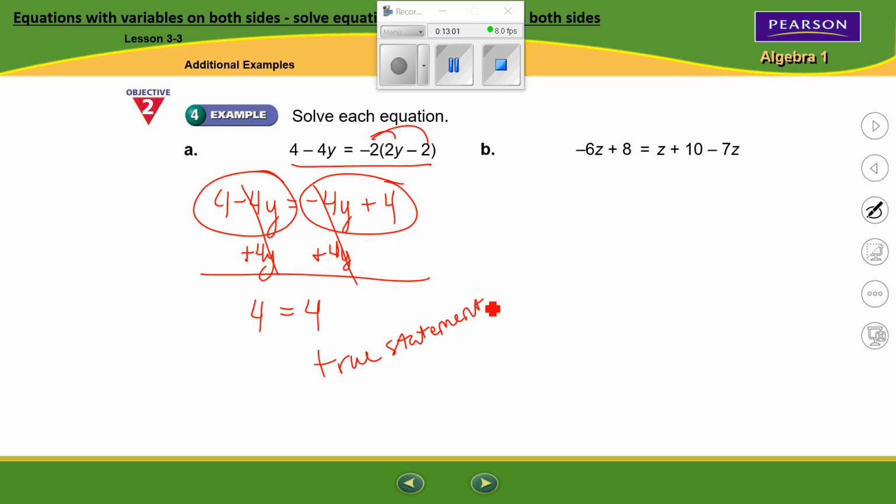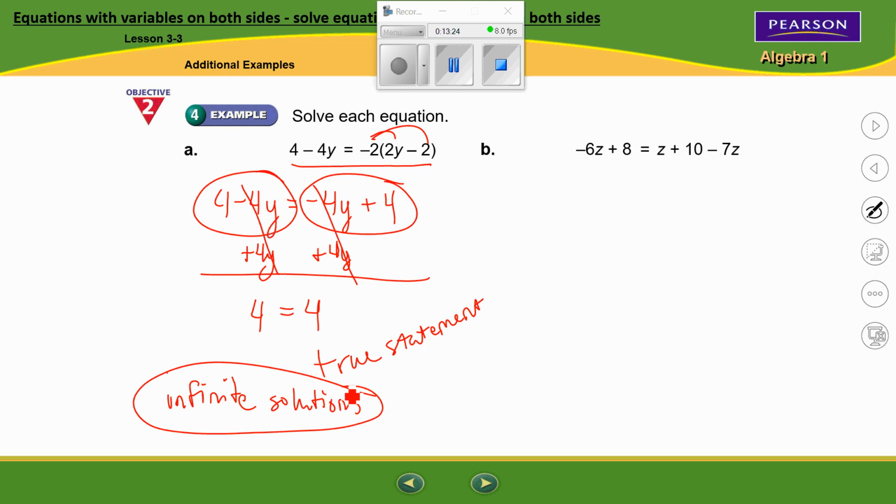What that tells me is that we have infinite solutions. What do I mean by that? I mean that y in this case can be very literally any number you can think of. And you will still get the same thing on both sides of the equation.